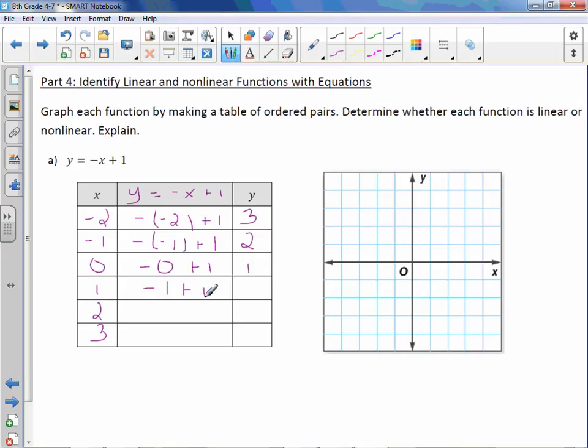-1 plus 1 is 0. -2 plus 1 is -1. And -3 plus 1 is -2. So now let's plot these points. (-2, 3), (-1, 2), (0, 1), (1, 0), (2, -1), and (3, -2).